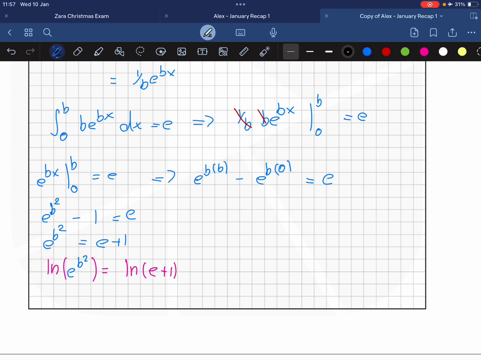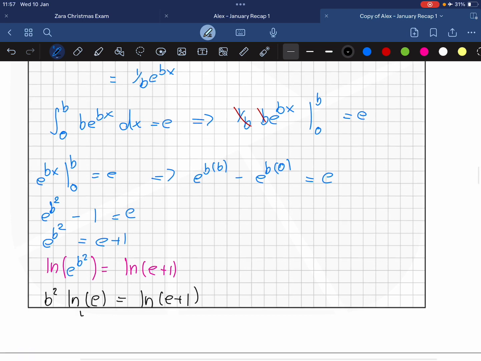So what we end up with now is b squared times the natural log of e is equal to the natural log of e plus 1. You can check in your calculator or whatever, but the natural log of e is just equal to 1. So we just end up with b squared is equal to the natural log of e plus 1. And now all we need to do is take the square root. So b is going to be equal to the square root of the natural log of e plus 1.